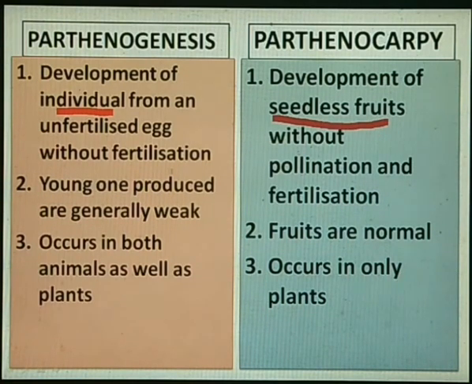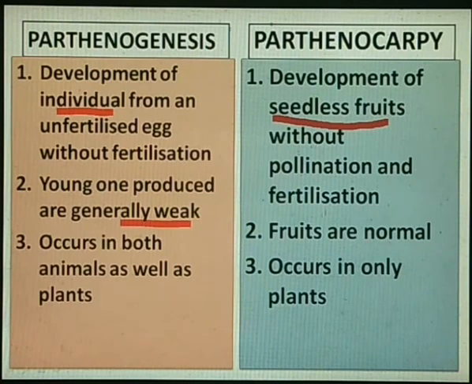Both are without fertilization. Okay, and in parthenogenesis the individuals which are formed are generally weak, whereas in parthenocarpy, which occurs in plants, the fruits are very normal, only they don't have seeds. And parthenogenesis can occur both in animals as well as in plants, whereas parthenocarpy occurs only in plants.